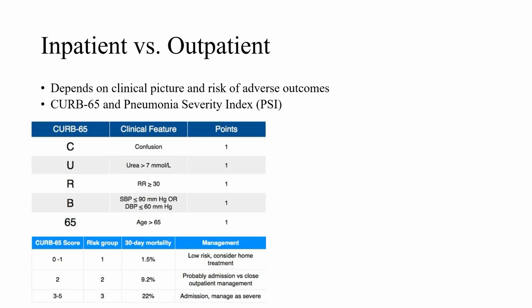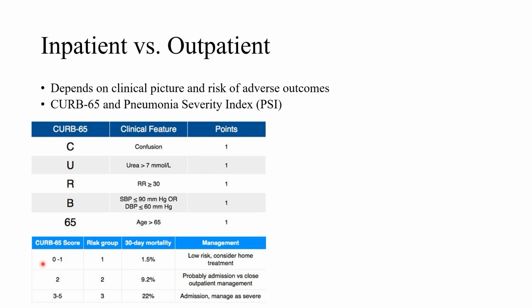So let's start with the CURB-65. First of all, you can only use this on patients who are 65 or older, right? That's why the 65 is in there. They have to be over age 65. Otherwise, this really is not a great scoring tool. And then the CURB is actually a mnemonic. So C stands for confusion, U is the urea, then respiratory rate, blood pressure. And you get a point for each of these, and then you can risk stratify.